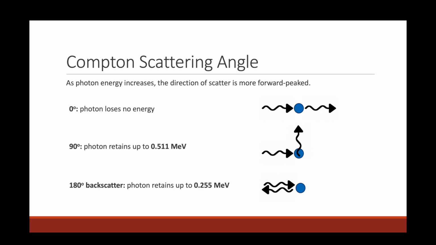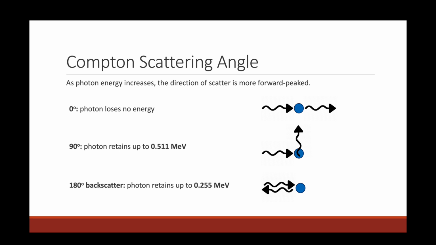So one potential thing that can happen is that there is 0-degree scatter, meaning the photon is coming in at a certain angle. It hits the electron, but it keeps going at that same angle. So the photon loses no energy. Another thing that can happen is that the photon gets scattered at 90 degrees. So it's coming at a certain angle, it hits the electron, and it gets scattered at 90 degrees. In that situation, the photon retains up to 0.511 MeV. And that number is very important because 0.511 MeV happens to be the rest mass of an electron.